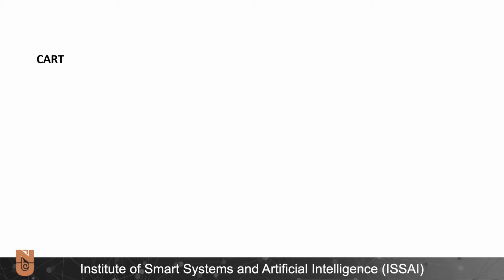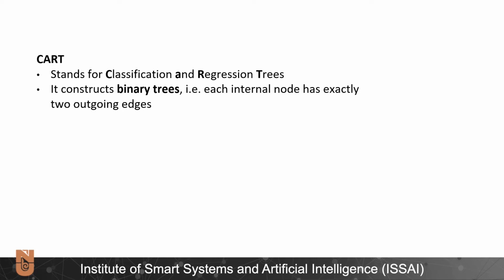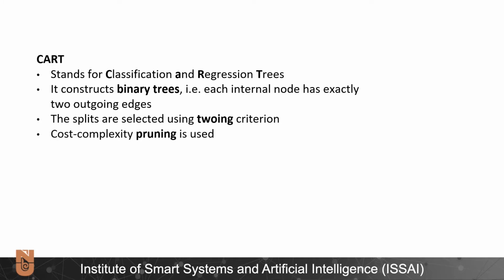The next algorithm is CART, which stands for Classification and Regression Trees. It constructs binary trees, that is, each internal node has exactly two outgoing edges. The splits are selected using the twoing criterion. Post-complexity pruning is used. CART can handle both numeric and categorical variables.